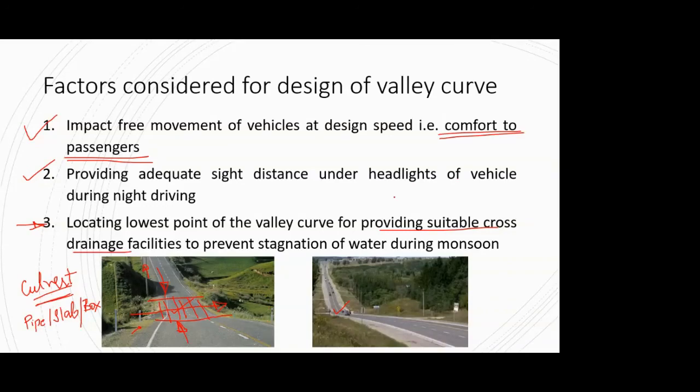So these are the factors which are considered for design of your valley curve. As far as the formulas go, we have formulas for the first two factors: we will be finding the length of the valley curve to provide comfort to passengers, and the length of the valley curve so that you get adequate sight distance. As far as the third point, the drainage facility, just remember for now that you have to do something about the drainage, and in the highway drainage part we will see what can be done.